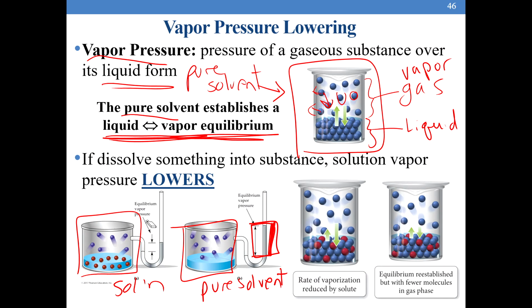So that would be an instrument you could use in the lab to actually measure vapor pressure with an exact unit. But you really just need to know that it's lowered in the presence of a solute, okay? So the second colligative property was freezing point, okay?